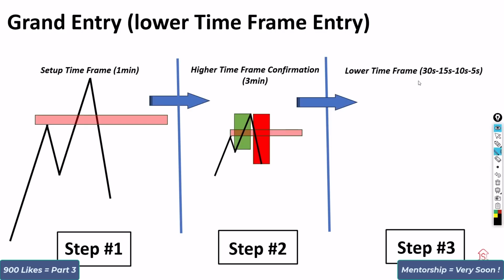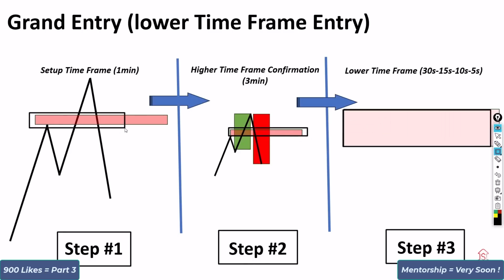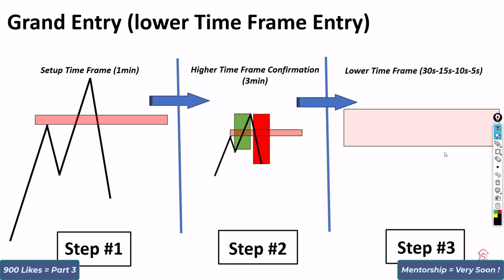Step 3 basically will happen in 30, 15, 10, and 5 second time frames. You will switch the time frames until you find your entry, and I will tell you what it is. So now this is the same zone as this one. Since we have been going to the lower time frame, it seems bigger, right? Because we are in the lower time frame now. So it's the same zone as this.